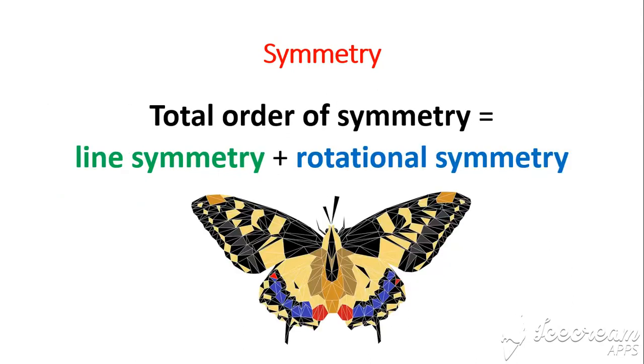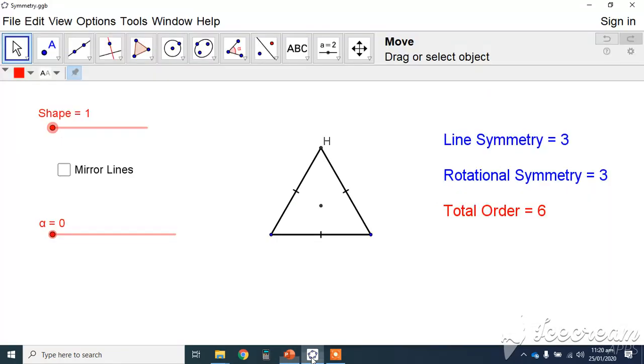But before we do that, let's also talk about the total order of symmetry. The total order of symmetry is equal to the line symmetry plus the rotational symmetry. All right, let's get into GeoGebra and show you this with some examples.